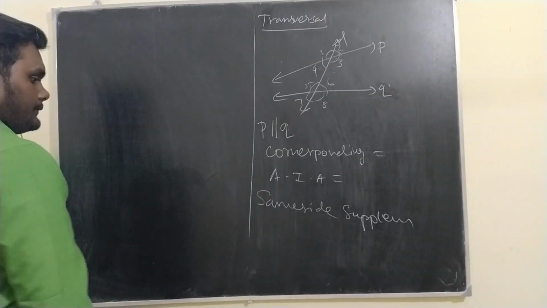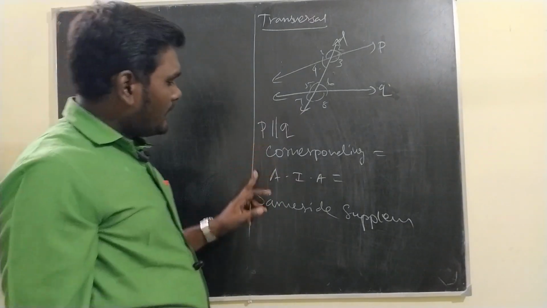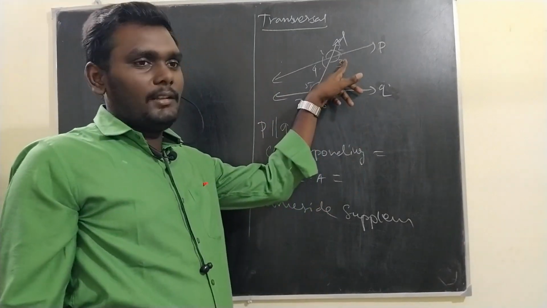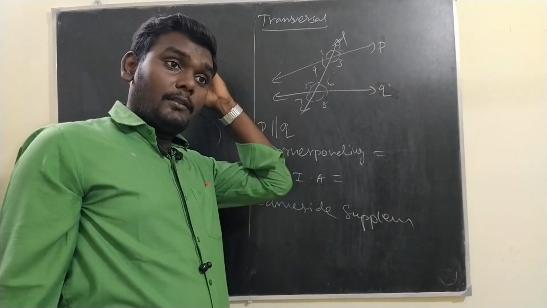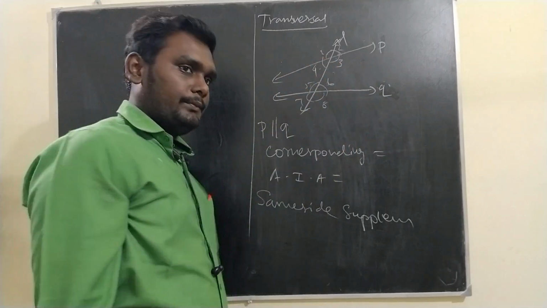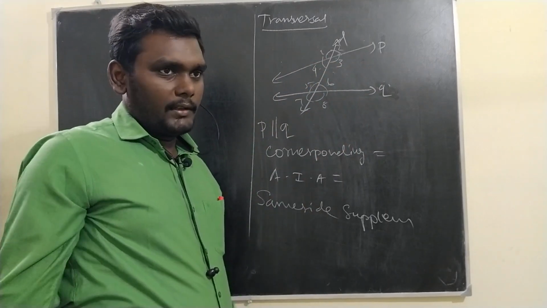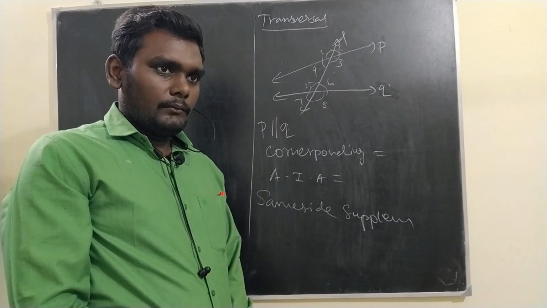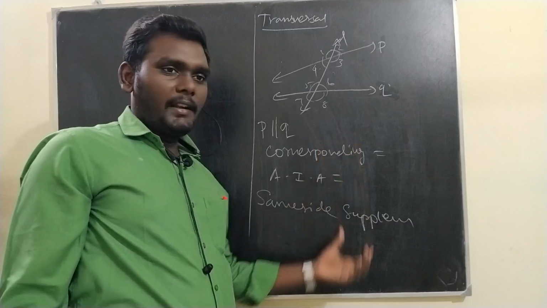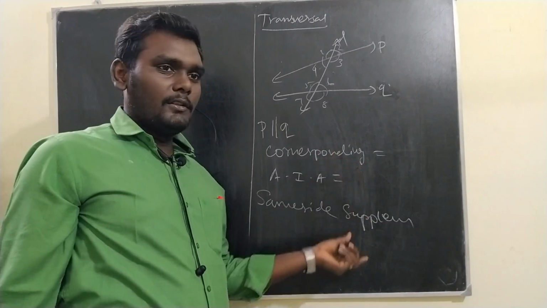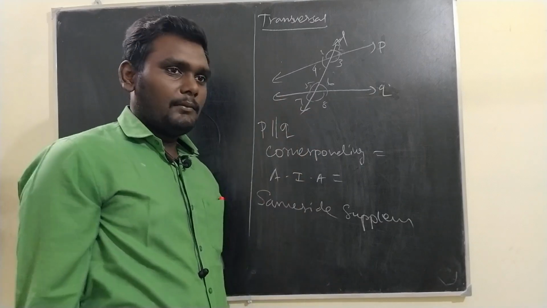The other way, when these three conditions hold, we can say the lines are parallel. Are the lines parallel here? No. Suppose we have found 1 and 5 are equal, then we can say P is parallel to Q. Otherwise we can't. You get what I am saying? If the lines are parallel, these three conditions hold. On the other hand, if these conditions hold, then we can say the lines are parallel.